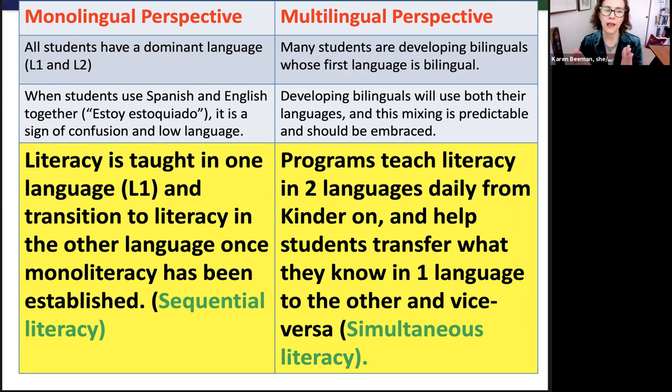And so the multilingual perspective counters and says, let's start daily, and this is key, daily in kindergarten with two languages. Not necessarily the same percentage. I believe in your district, you're 50-50, but there are 80-20 programs. The key is daily: students are starting to see their two languages. And when they do that, they realize that the P for papa, for father, is the same as the pa for pizza. And they're going to start much earlier at transferring their skills over and developing their biliteracy abilities.